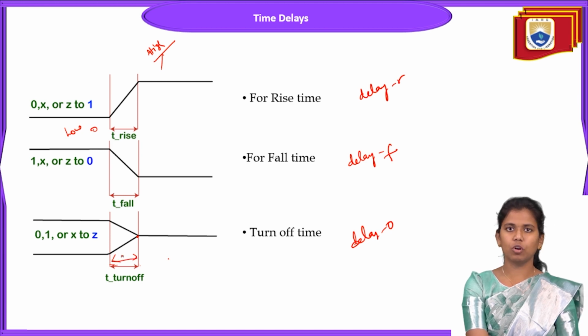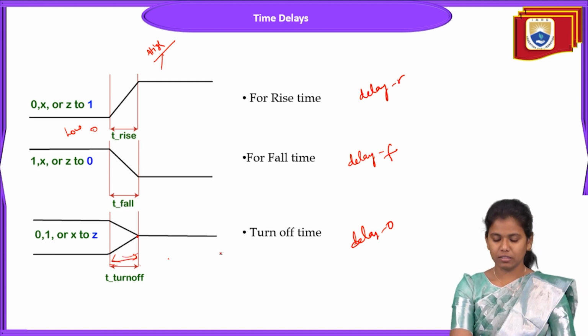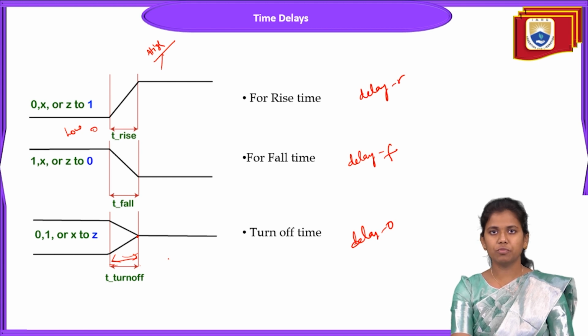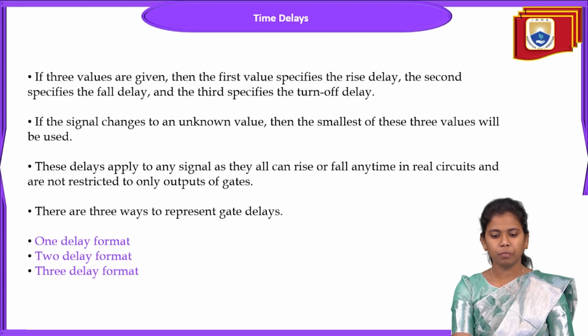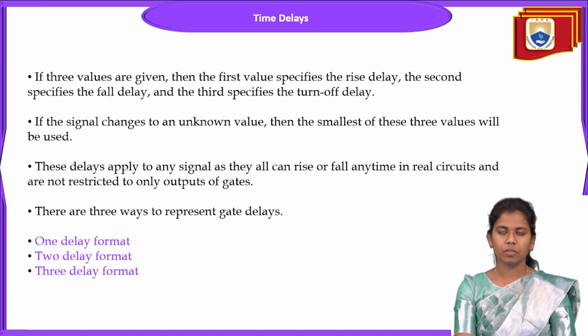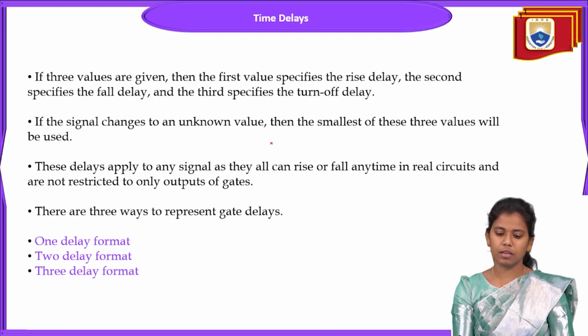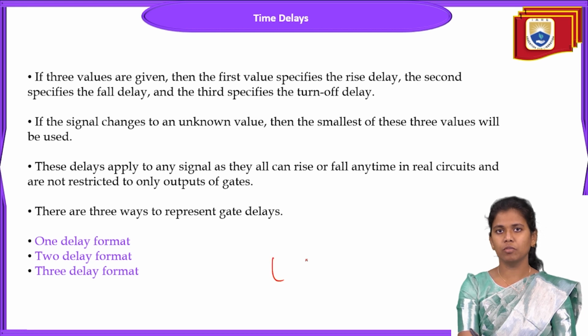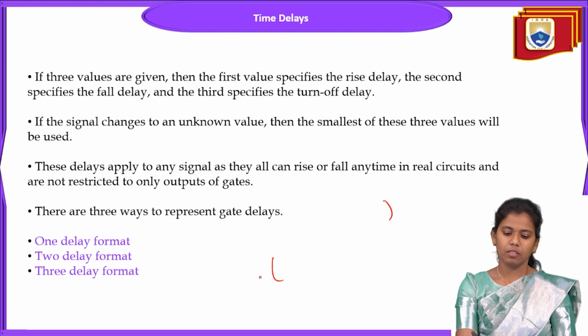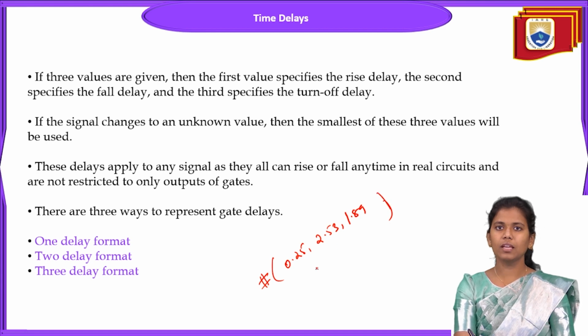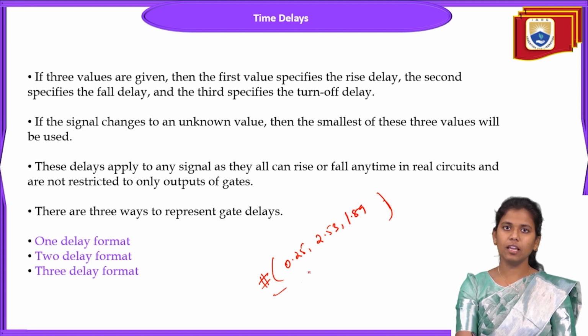Only in this particular area can smaller values be considered by the designers for the transition of the switches from low to high and from high to low. And if three values are given, then the first value specified is the rise time. For example, from the exam point of view, sometimes the delays go like 0.25, 2.53 and 1.89. So when such numbers are specified in this fashion, always remember that these are the delays.